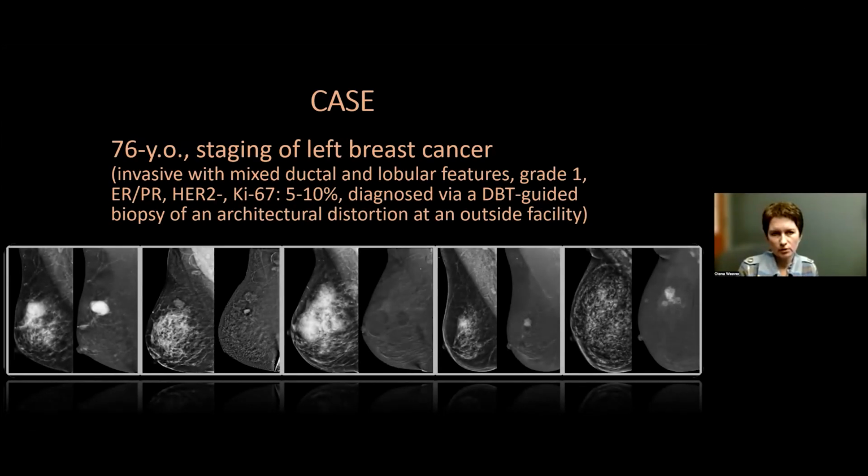The next case is a 76-year-old woman who came to us with a known left breast cancer. It was diagnosed at an outside facility, and they noticed an architectural distortion in the left breast. So they did a DBT-guided biopsy of the left breast, and we know that this is an invasive cancer with mixed ductal and lobular features, low grade, ER/PR positive, HER2 negative. So she comes to us for staging.